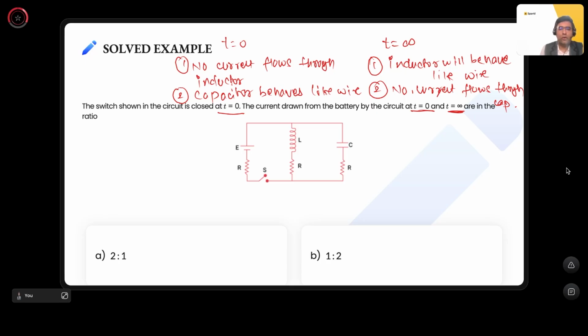So this is what we need to do over here. Let's draw the circuit at t equal to 0. How will it look? I'm drawing the circuit E. There will be a resistance R. The switch over here is closed.